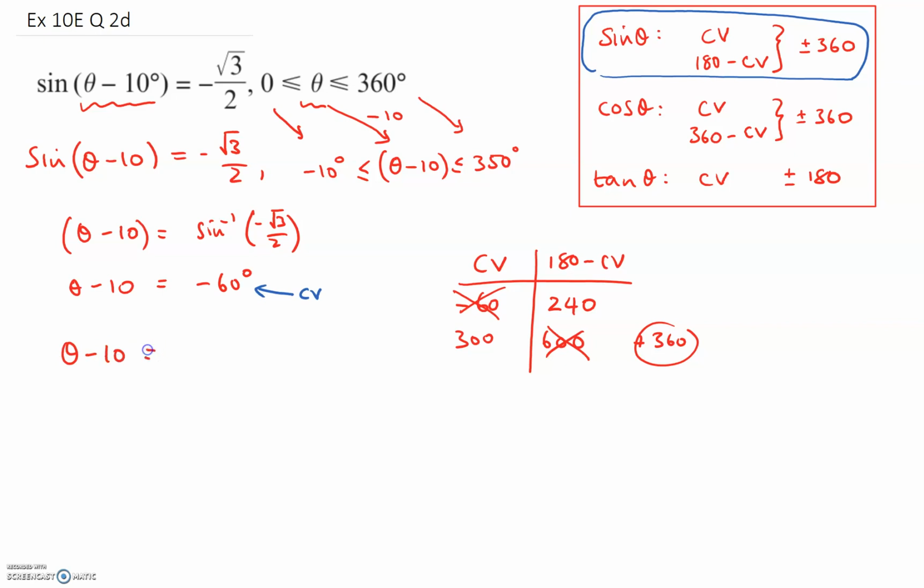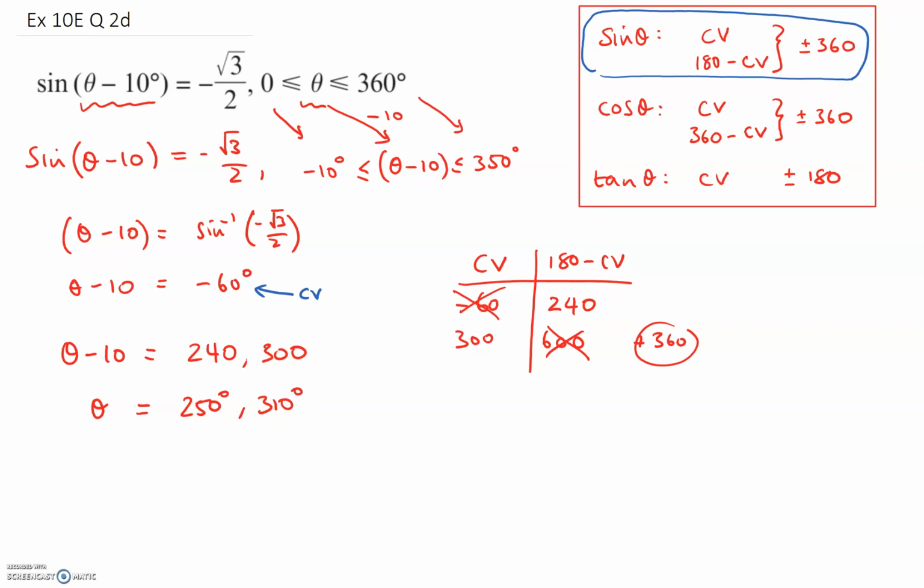So finally, theta minus 10 could be 240, could be 300. But that's theta minus 10 is equal to those. I need to find the solution for theta. So I need to add 10 to both. So that's going to be 250 and 310. Okay, so that's that question.